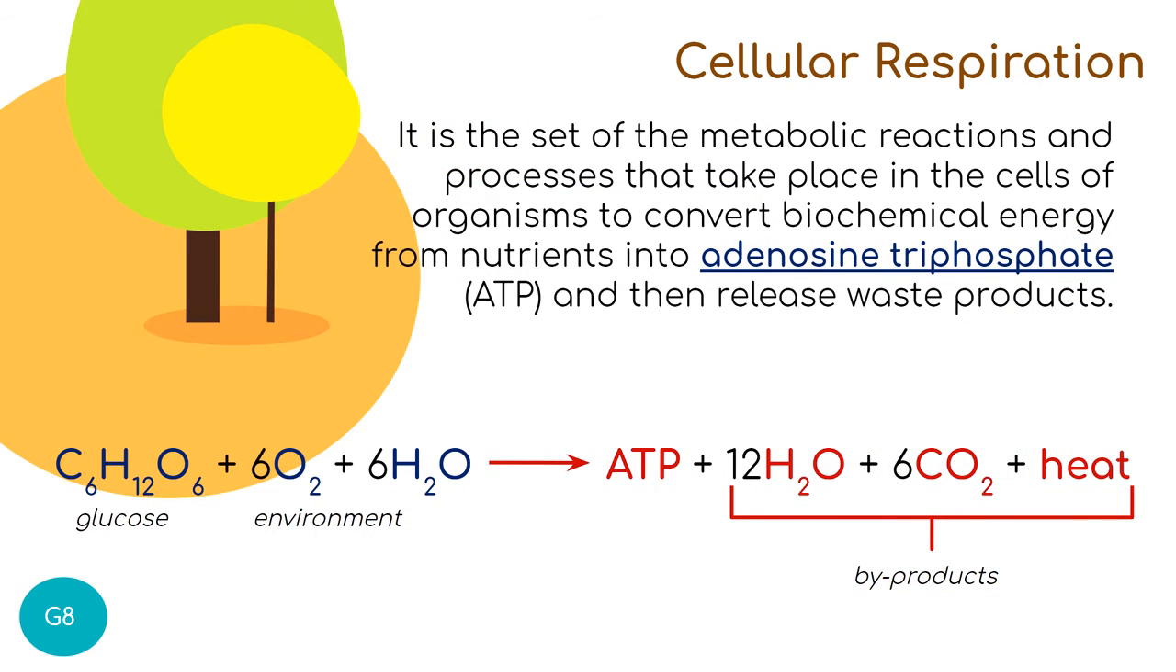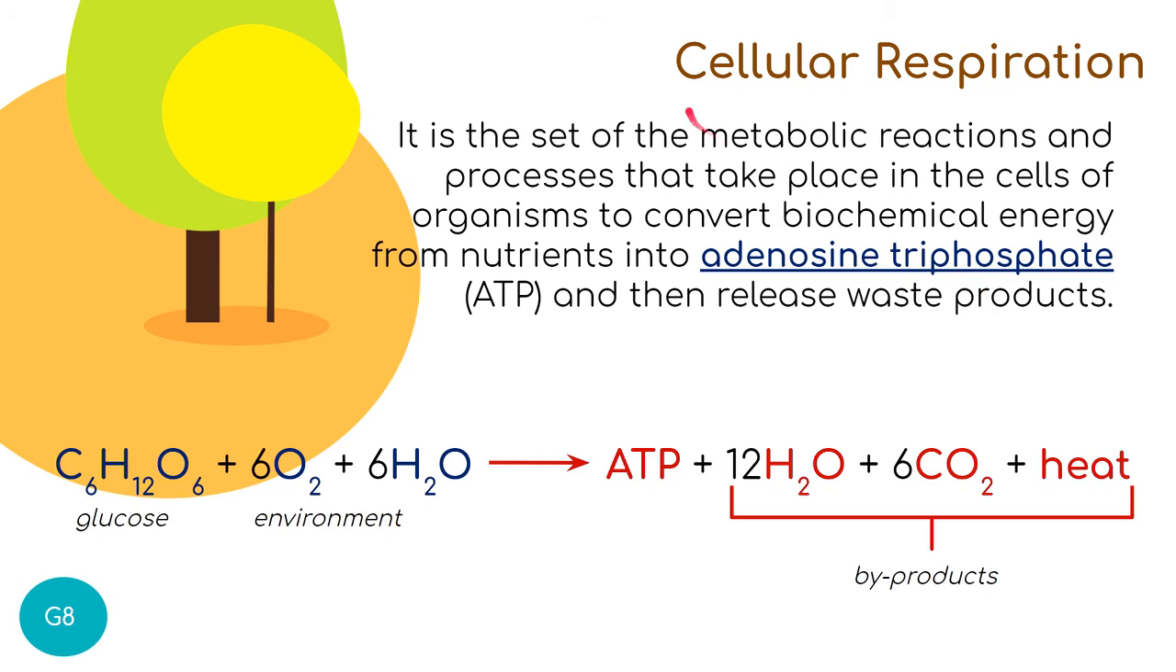So what is cellular respiration? This is a metabolic reaction that takes place in the cells of organisms like humans. So if we have 1 trillion cells, all those 1 trillion cells are performing cellular respiration. So how do they do that? They convert biochemical energy from nutrients that they eat into adenosine triphosphate. So that's the energy molecule that we use. ATP, adenosine triphosphate. And they release waste products as part of the process. So what are those waste products?